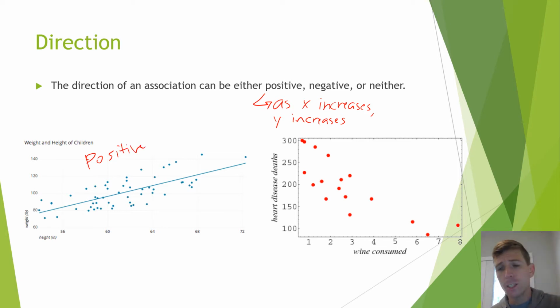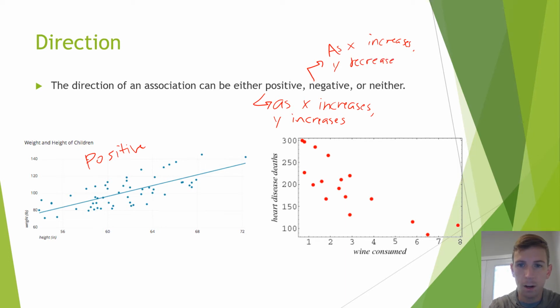And not every single point has to follow that direction. There's some that may be a bigger value of x, smaller value of y, whatever. It's the overall trend we're interested in here. Negative would just be the opposite. As the x values increase, as those move to the right, y decreases. And that's an example of what we have over here on the right. This would be a negative direction.